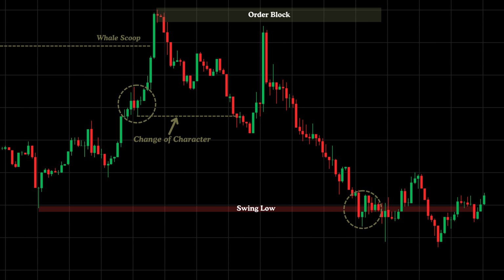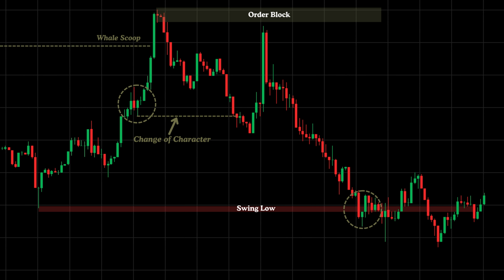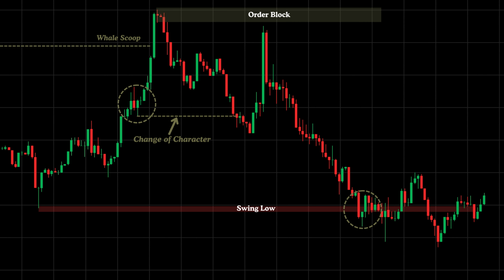As shown, the price did push lower once our order was triggered, eventually hitting the take-profit target. That concludes this trade example.